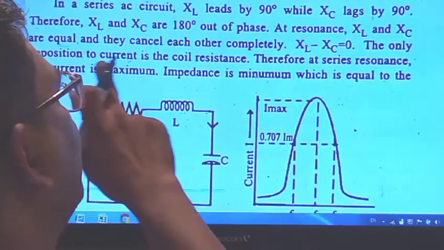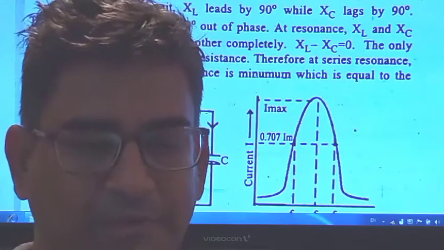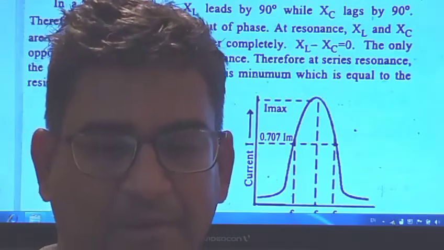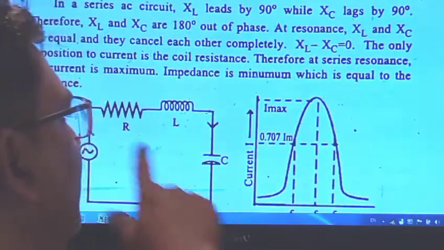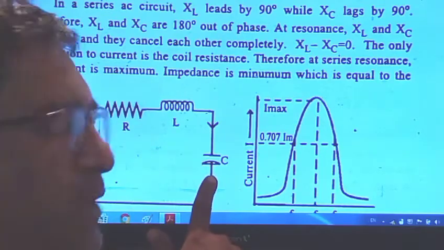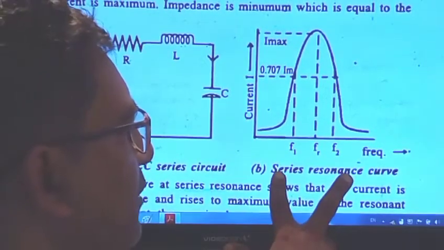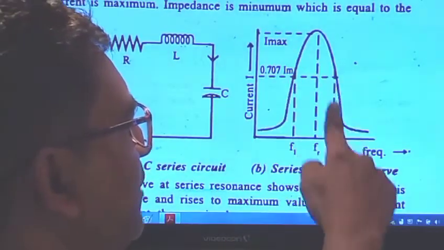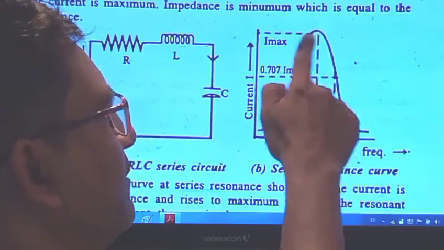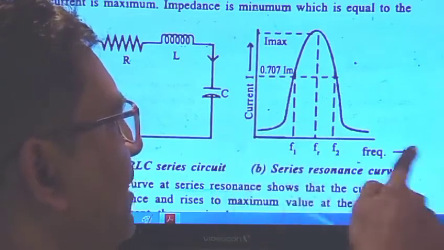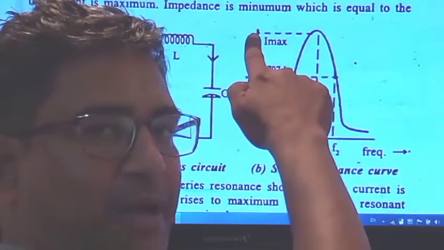The only opposition to the current is the coil resistance. Therefore at series resonance the current is maximum and the impedance is minimum, equal to the resistance. Here in this circuit the resistance, inductor and capacitor are connected, and the series resonance curve is obtained. In the x-axis we have the frequency, and in the y-axis we have the current, with F1, F2 and the resonant frequency marked.